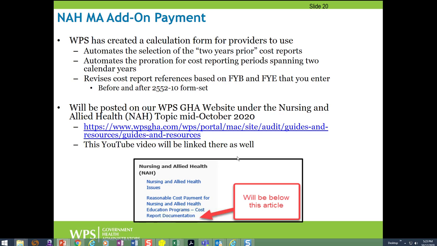Now keep in mind, relatively few cost reports from the old 96 form set, in other words prior to 2010, will still be reopenable, so there's not very many situations where that would be needed, but the form is still built to handle it.